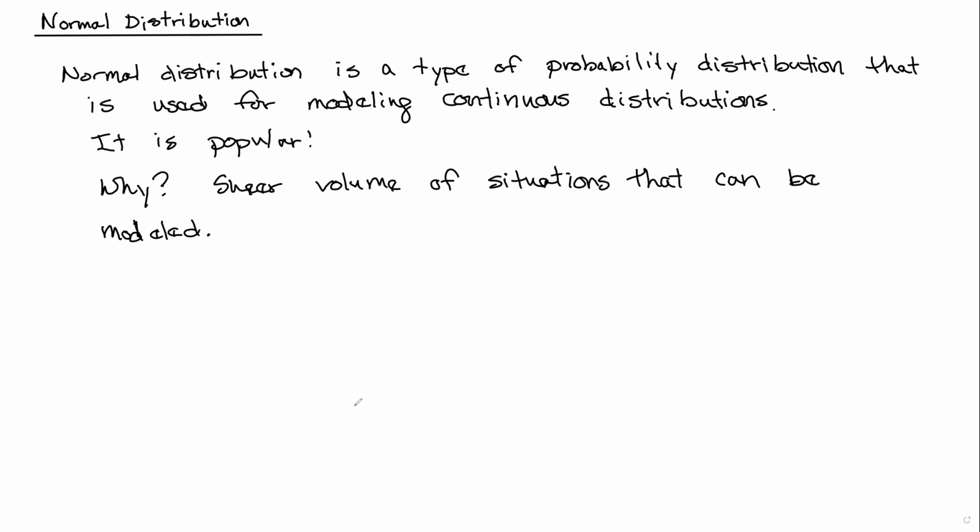The examples include things like natural phenomena, like heights for men and women. We're going to look at an example in this video for the length of seal pups. It does a great job modeling random events, like travel times. Let's look at an example, and I can maybe try and give some light as to why it is so popular.